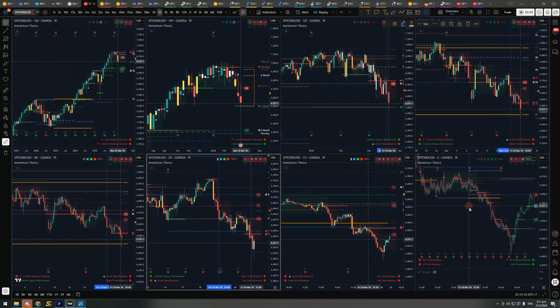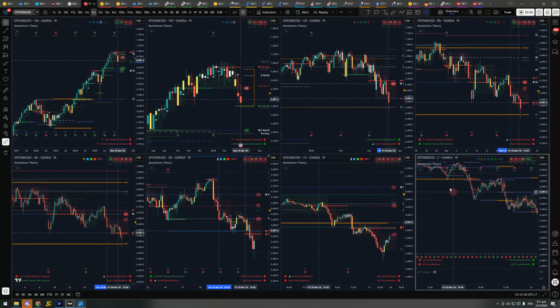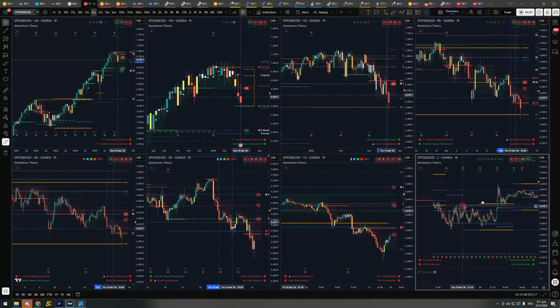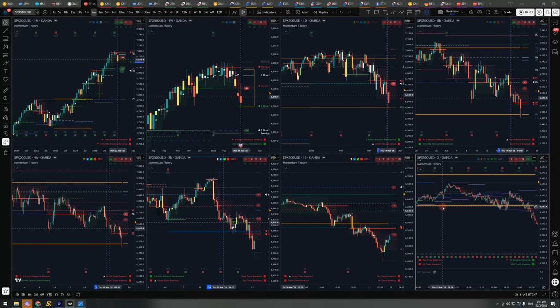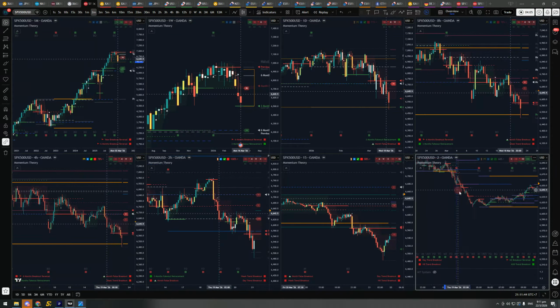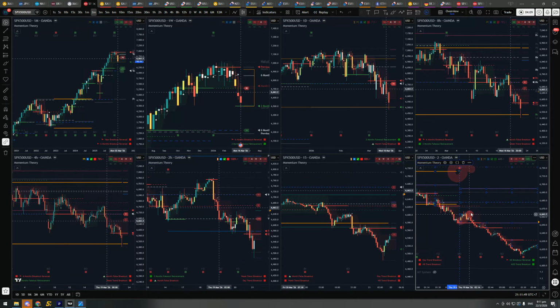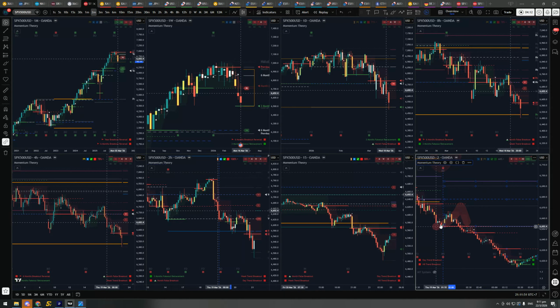And in this case, I don't think this was a setup. Let me just see here. I don't think it pulled back deep enough. All right, so we did not have a trend retracement setup here. This is a bearish breakout. I'd be looking for a trend retracement. But let's just say price did pull back and give me a trend retracement setup.